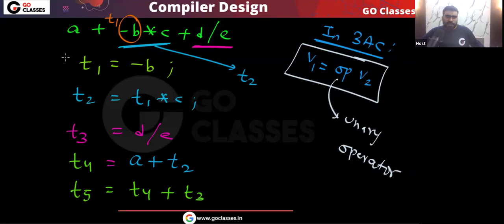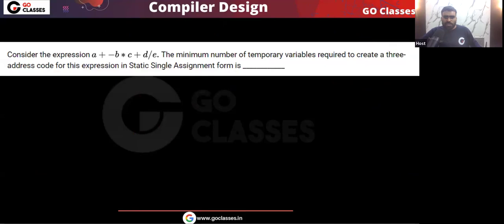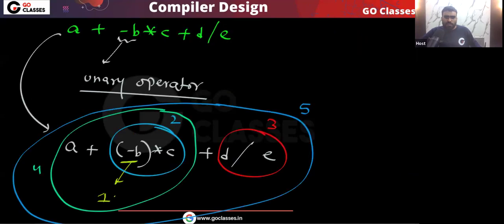So what will be the final answer? 5 temporary variables are needed. We need a total of 5 temporary variables. So how many temporary variables are needed? The answer is going to be 5. Is this question clear to everyone, and is the solution clear? So very simple. First, you do this unary operator, then this one, then this one, and finally this complete thing. So 5 temporary variables will be there.